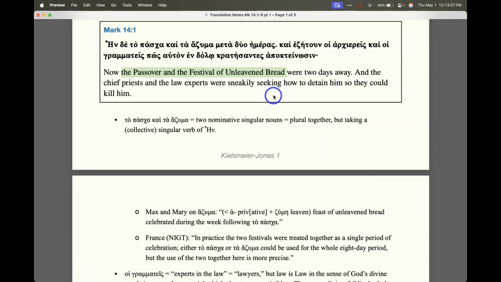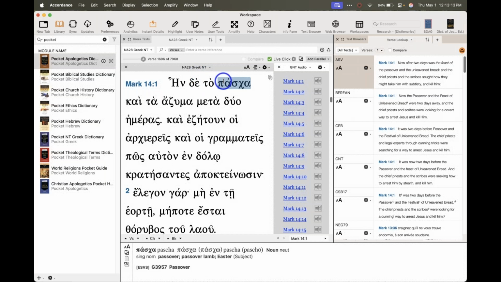There's another issue here that's just inescapable, and that is that you've got ta pascha. And if we go to the instant details, we can see, although our article confirms this too, that we've got a singular noun, and we've got ta azuma, a plural noun, and that's used collectively, but all of that goes with a singular verb.